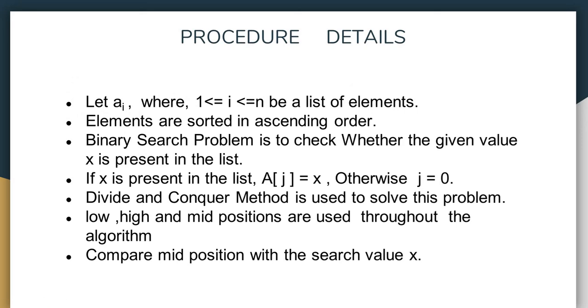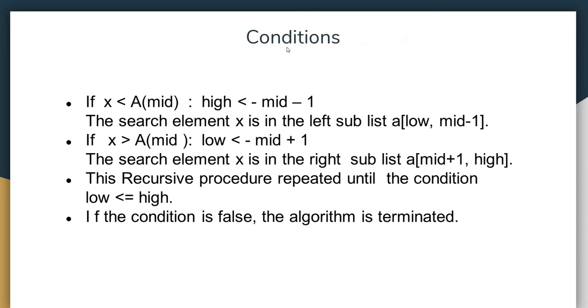Procedure details. Let A of I, where 1 is less than or equal to I less than or equal to N, be a list of elements. Elements are sorted in ascending order. The binary search problem is to check whether the given value x is present in the list. If x is present in the list, A of J equals x, otherwise J equals 0. The divide and conquer method is used to solve this problem. Low, high and mid positions are used throughout the algorithm. Compare the mid position with the search value x.